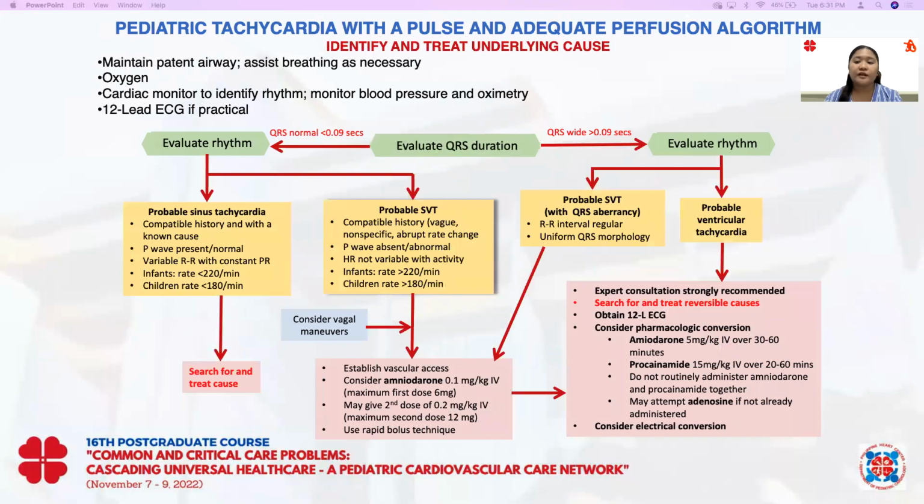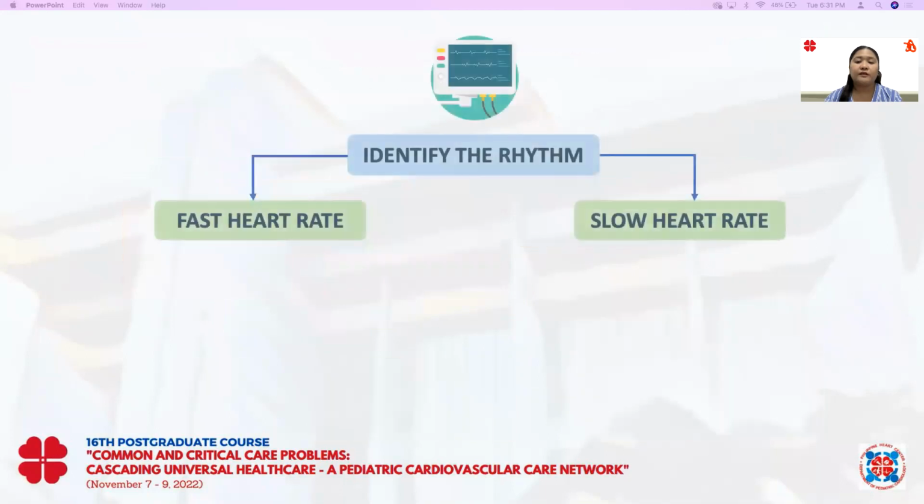So now we are done with the tachycardias and the tachyarrhythmias. Again, this is the algorithm that we have just discussed. I would like to emphasize that for all types of tachycardia, always try to search for and treat the reversible causes. Now, let's proceed to the bradyarrhythmias.